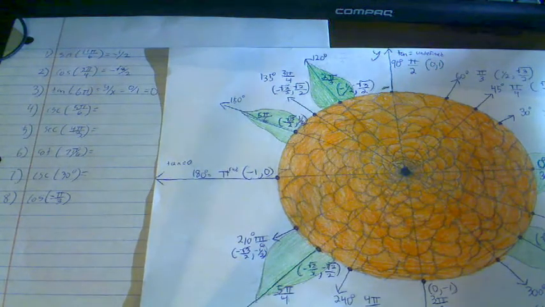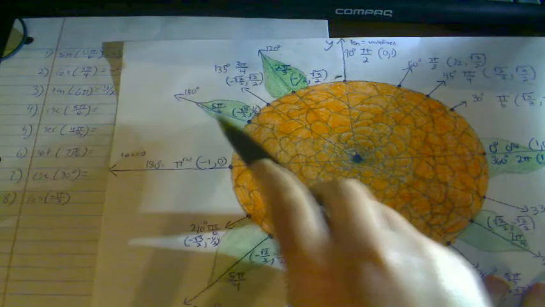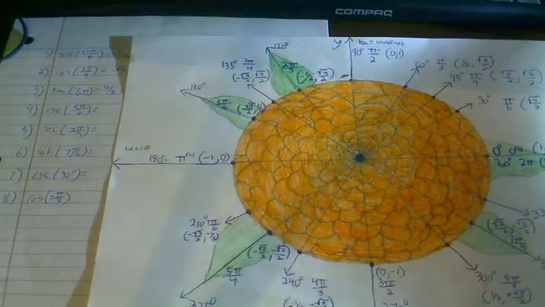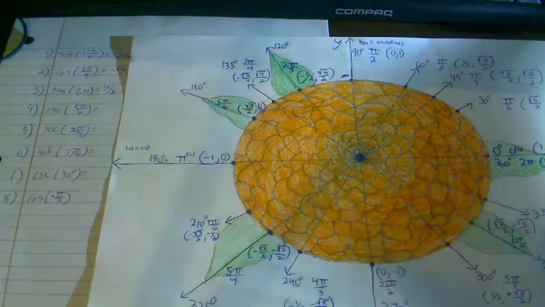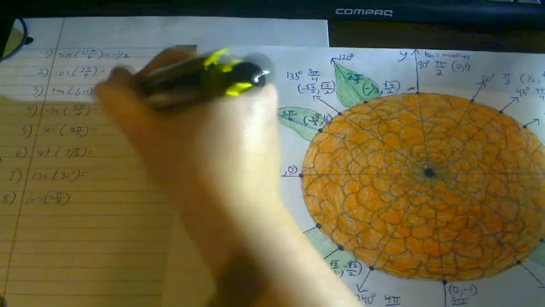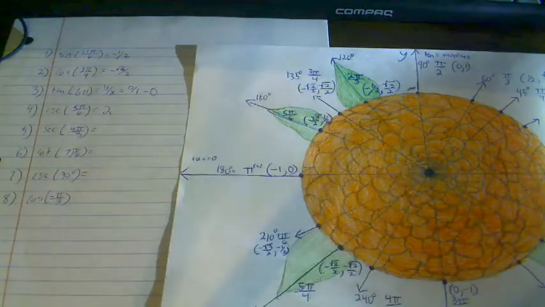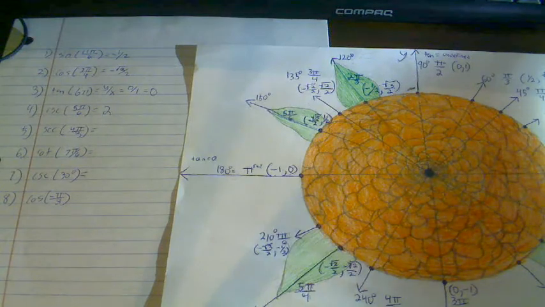Next, we have cosecant 5 pi sixths. 5 pi sixths, where's that? It's up here in this leaf. Cosecant is the inverse of sine. If sine is the y, then cosecant is going to be the inverse of the y. You can see here that it is 1/2, so our cosecant is going to just be 2. 2 over 1 equals 2.